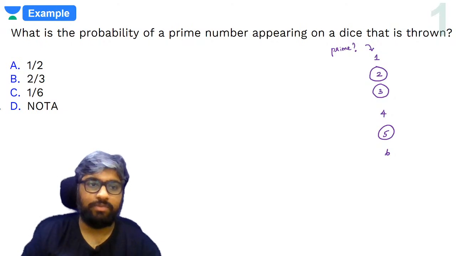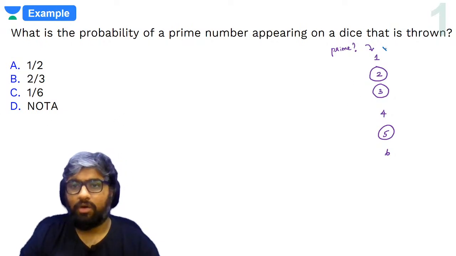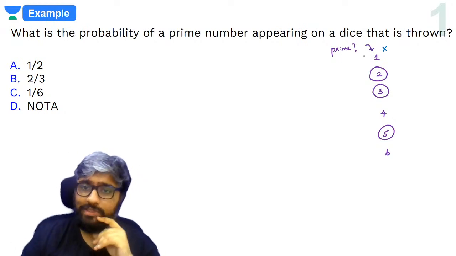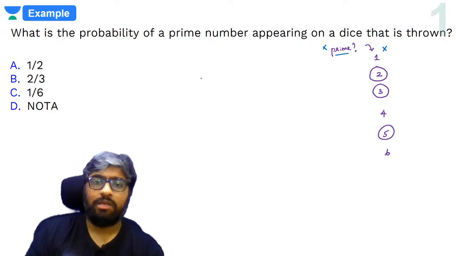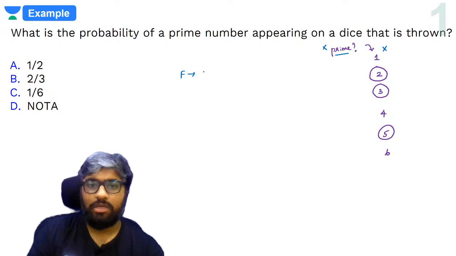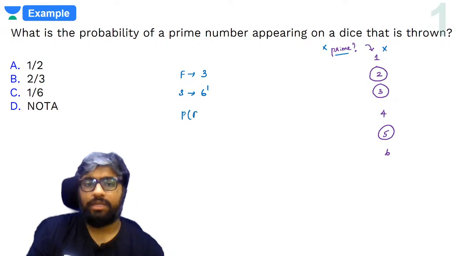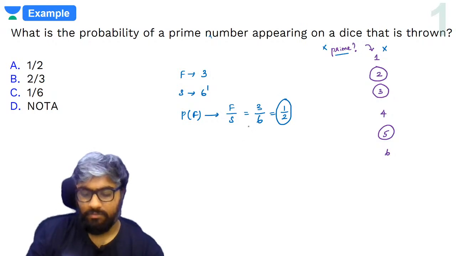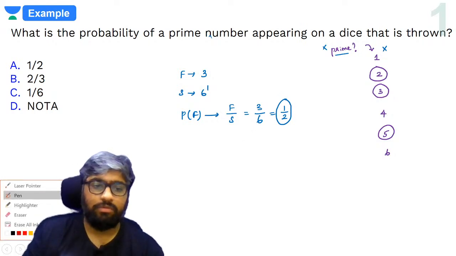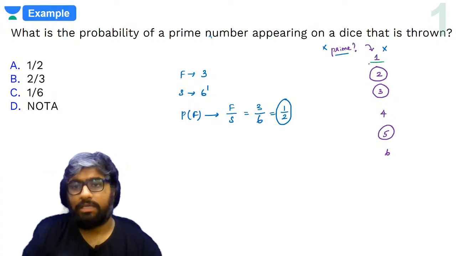Right, 1 doesn't fall under prime and 1 doesn't fall under composite either. So we know that 1 is neither prime nor composite. So 1 doesn't get involved. That means the favorable outcomes here are 3. The sample space is 6 power 1. So the probability of a prime number appearing is favorable by sample space, that is 3 by 6, which is nothing but 1 by 2. You have to understand one thing, that 1 doesn't get involved.